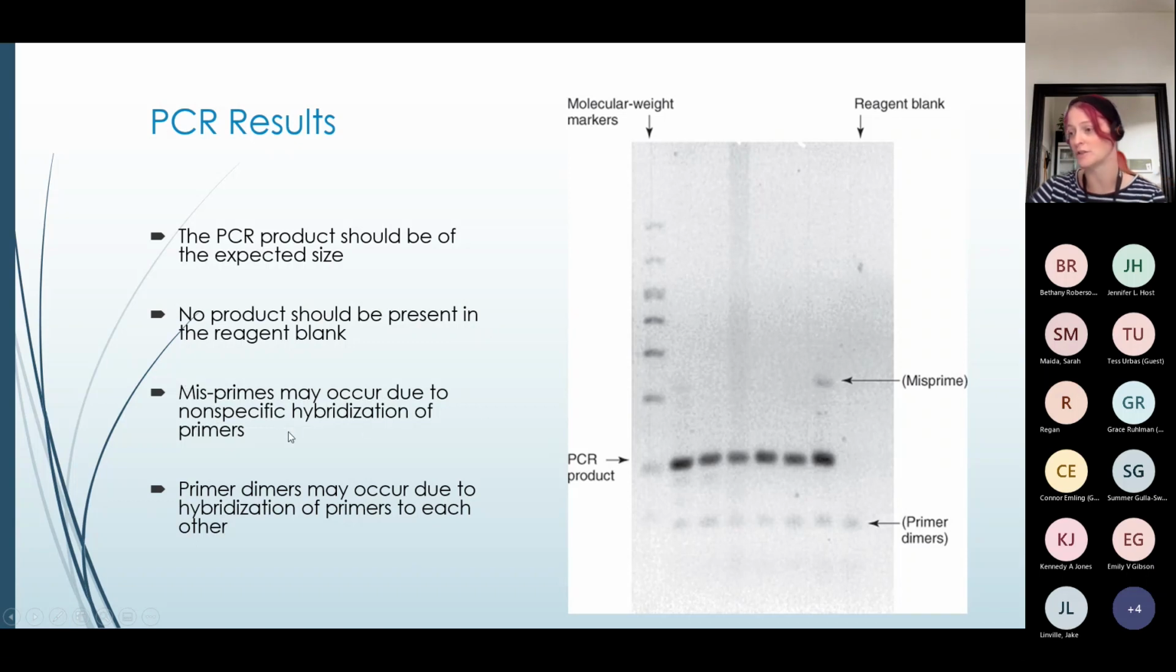Misprimes may occur due to nonspecific hybridization. So if you see something, right, this is a misprime. You have nonspecific hybridization in here. So it's not of your desired length, but obviously you've seen something. So there's something else in there. Maybe you need to redesign your primers if you're seeing misprimes a lot. Who knows? Maybe there was contamination in this one of some other type of DNA that also bound to it, but you never know. And primer dimers may occur due to hybridization of primers to each other, which I already said. I got ahead of myself. Sorry.